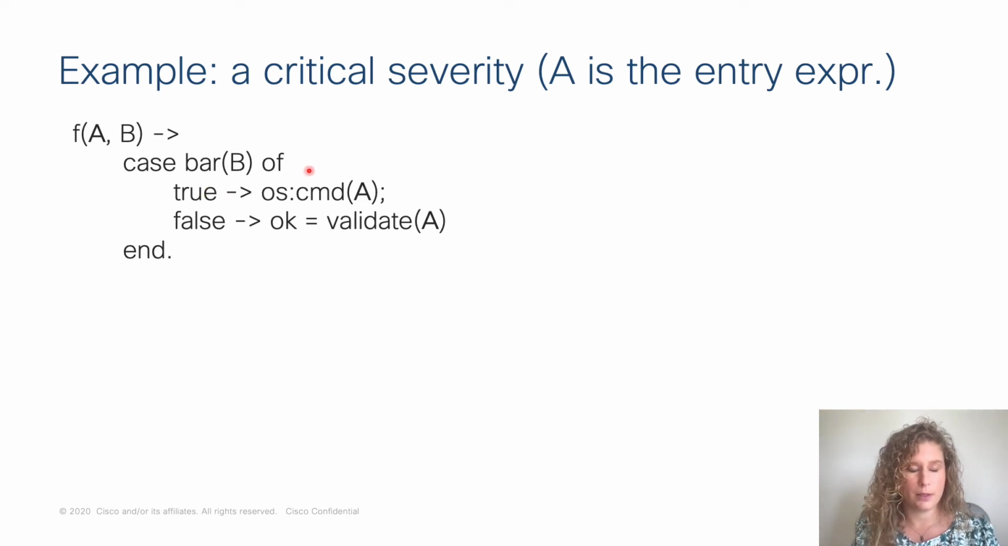So we continue. Now we check the bar B function. However, we see that bar B function does not take the value of A, so it is irrelevant from our point of view, so we can skip that. And then we reach the head of the F function, where we again don't see any input validation against A. So we can conclude that this example is a critical severity, as we did not find any input validation against A before it reached OS command.